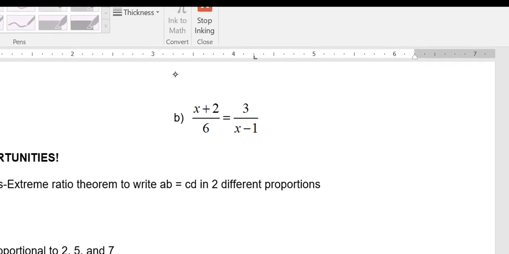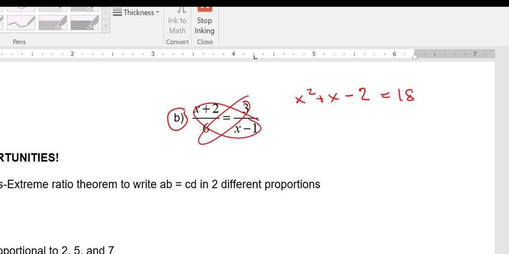So here, for number 4 here, I'm doing some cross multiplying. I'm going to cross multiply this way. So I get x squared minus x, plus x minus 2 is equal to 18. And so x squared plus x minus 20 is equal to 18, or equal to 0, sorry.